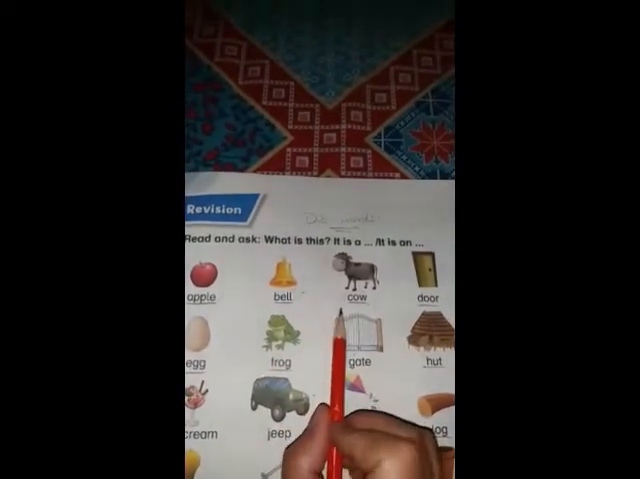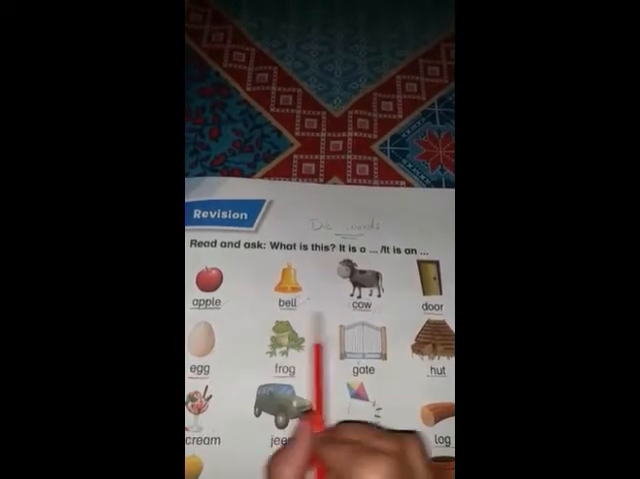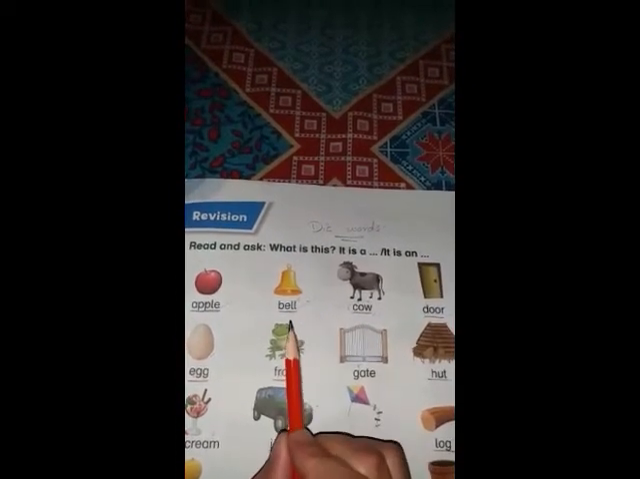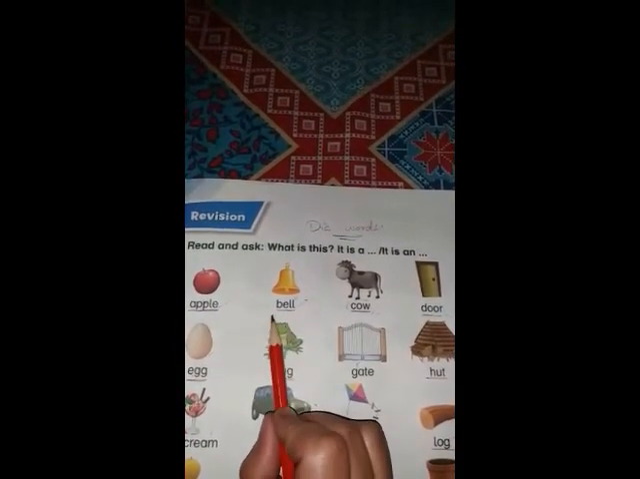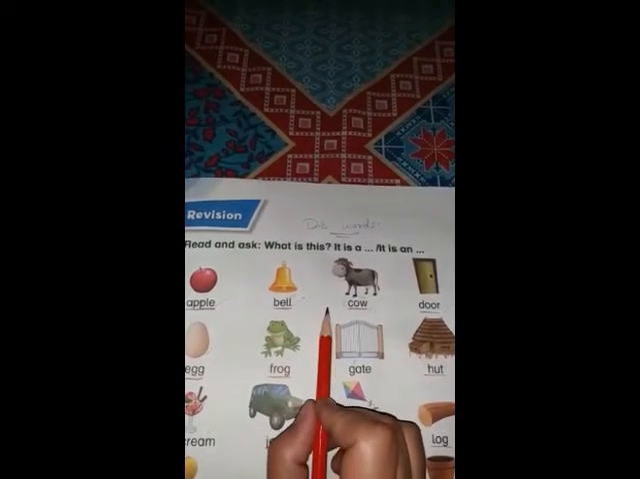Okay, these are dictation words. You read these words very well. Okay, and write and practice these words.